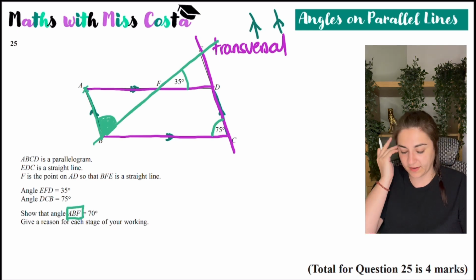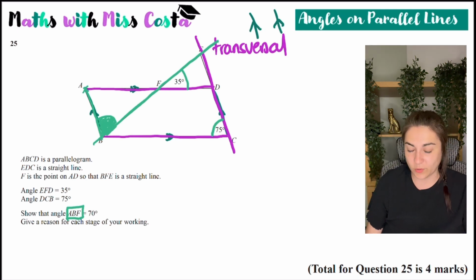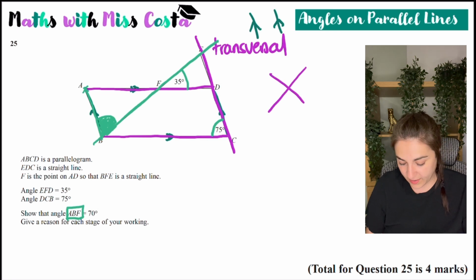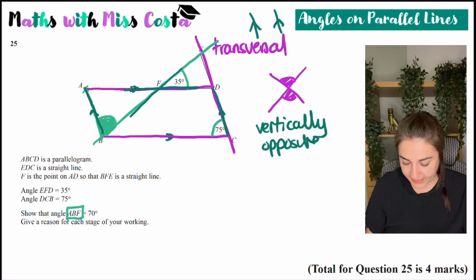So there's a few things that I can do. So using my angle rules, whenever I have a cross, so over here, hopefully you can see that there's a cross, I know that I can use the vertically opposite angle rule. So vertically opposite angles are equal.